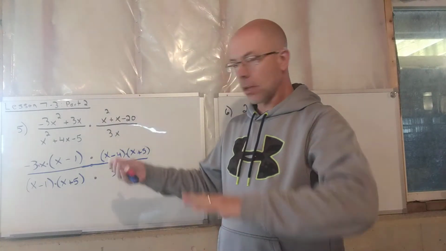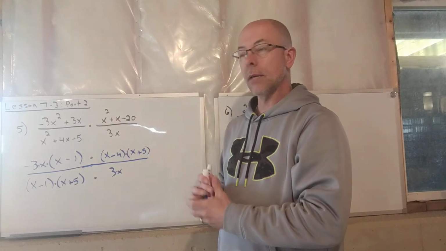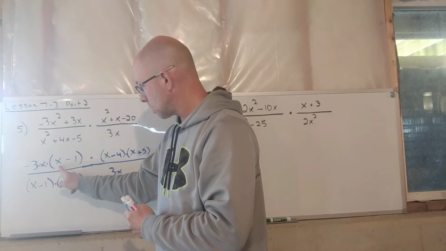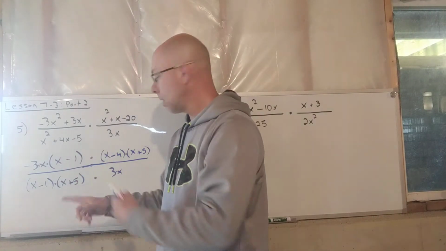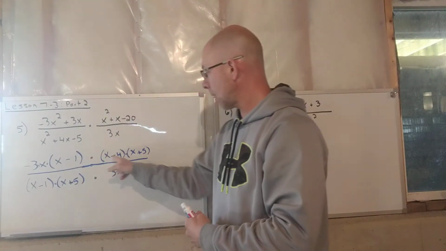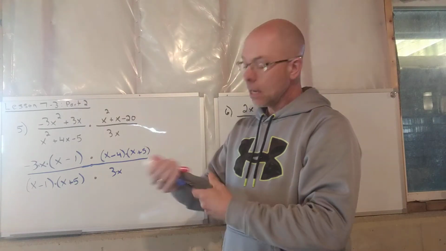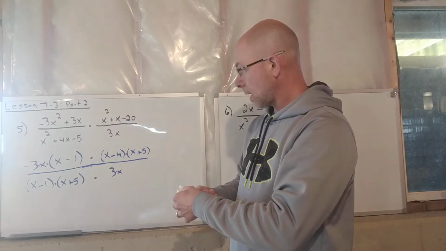So anything, as long as it's surrounded by times signs. In other words, I can't just reduce this x. The x minus 1 is a package deal. The x plus 5 is a package deal. The x minus 4, package. Now, some things I can reduce.